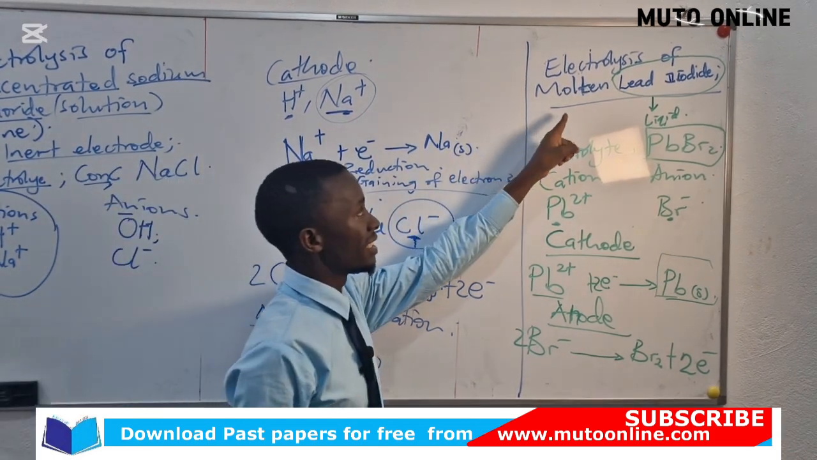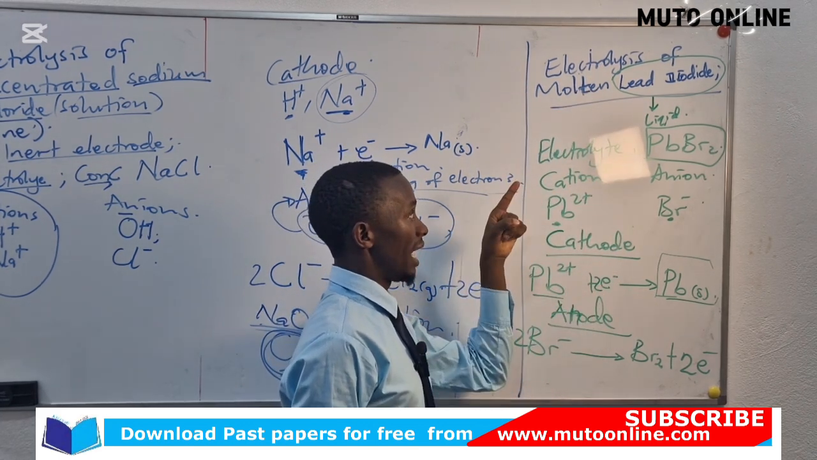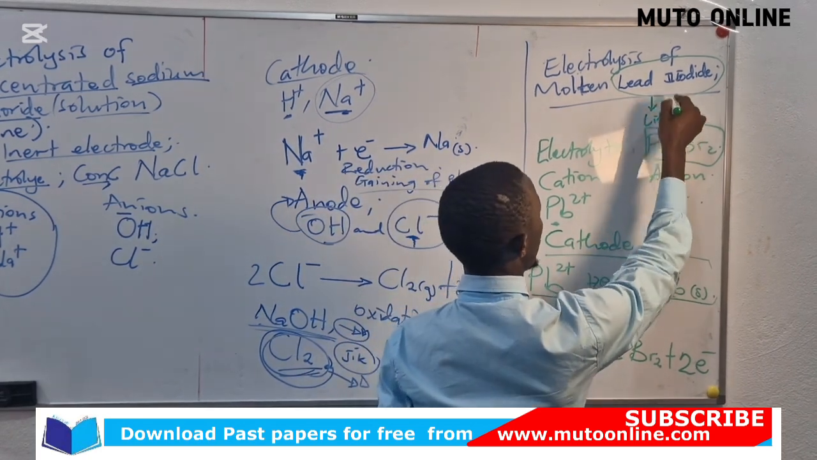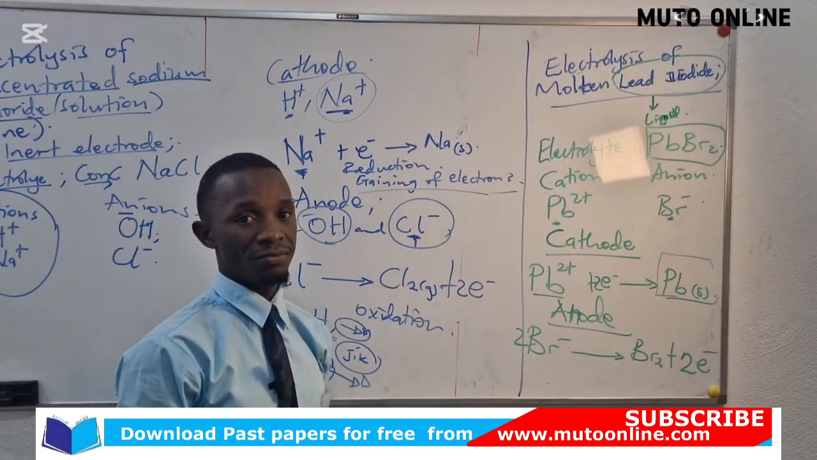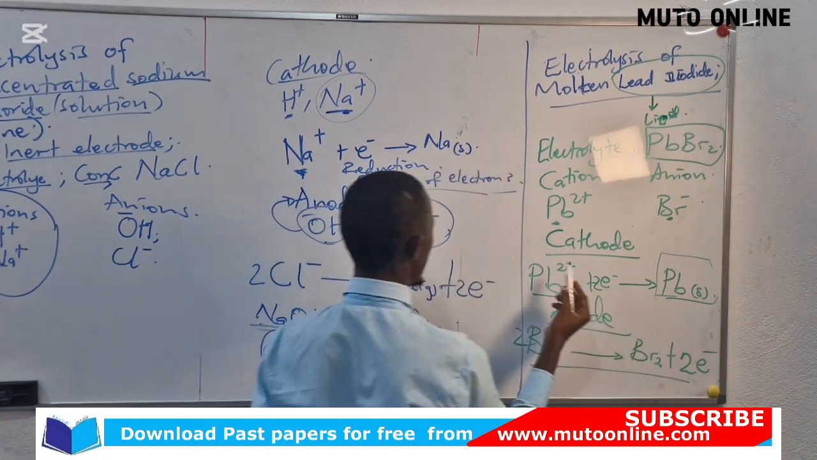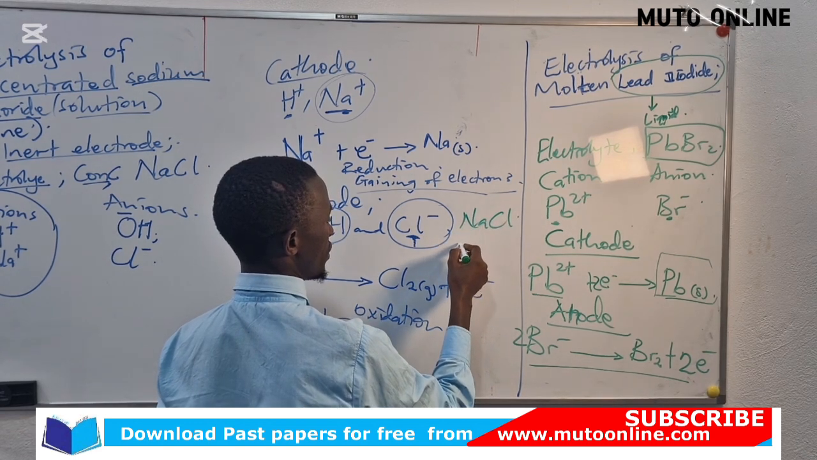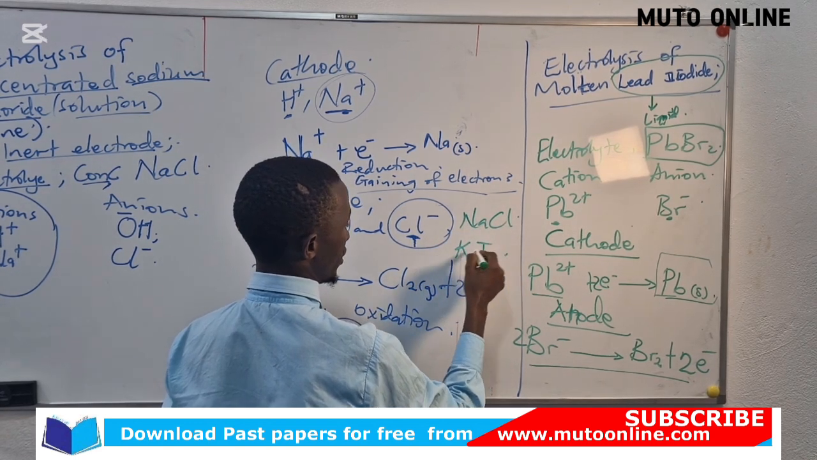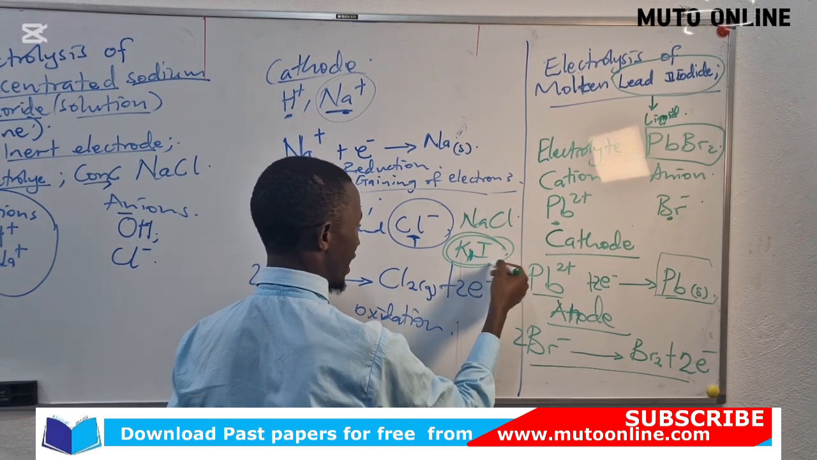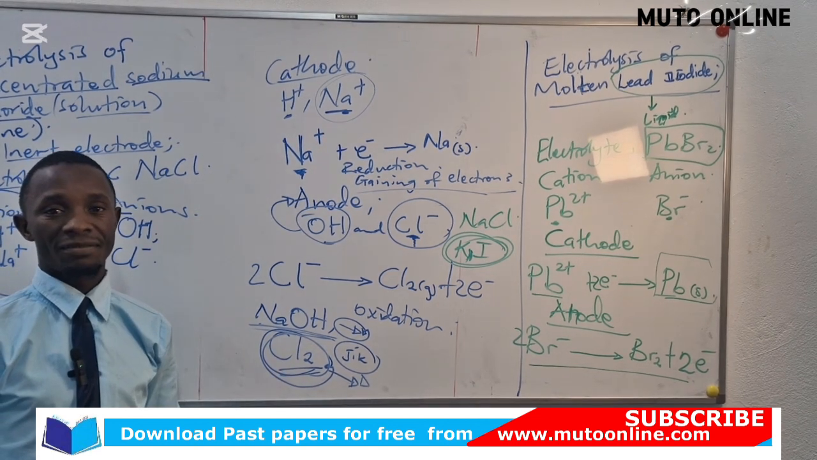So for molten electrolytes, we shall only be having ions of that very electrolyte. We shall find nothing like water in it. So with this, we can think of molten sodium chloride. We can think of molten potassium iodide. In all of these, we shall only have ions of that very electrolyte, that very ionic salt that is making it.